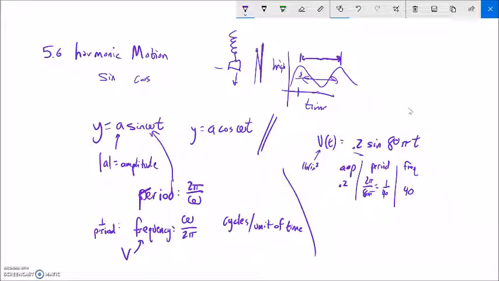That's going to be cycles per second. It also, if we wanted to get it the other way, we could just go straight 80 pi divided by 2 pi, and we'll also get the 40. And that is going to be cycles per second. And that would describe our pitch.